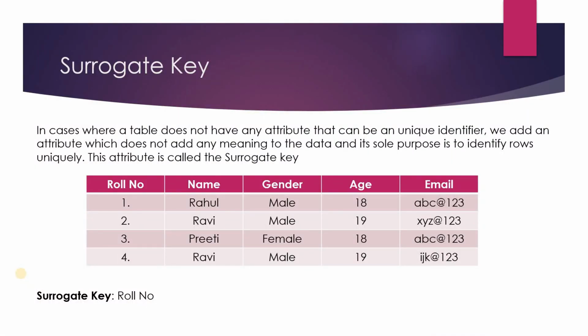Now we have our surrogate key. In cases where a table does not have any attribute that can be a unique identifier, we add an attribute which does not add any meaning to the data, and its sole purpose is to identify rows uniquely. This attribute is called the surrogate key. So let's look at the table.